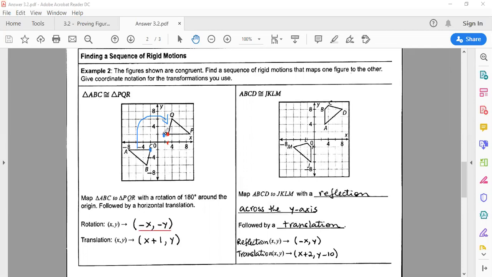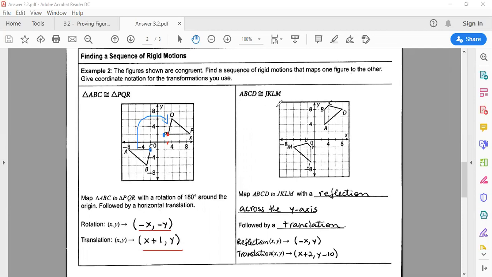And then we translate 1 unit to the right, and we don't move the y at all. So we just slide it over to the right 1 unit. That's why the translation is (x + 1, y). Now let's look at the next one.